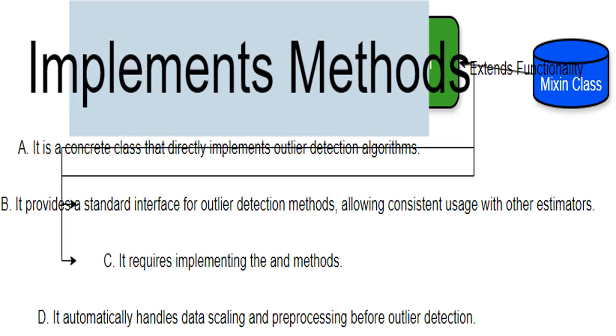This means OutlierMixin itself doesn't do the outlier detection work. Instead, it defines which methods, functions, other classes must provide to work with it. These methods, like fit for training, and predict for making predictions, are essential for any outlier detection algorithm. You're responsible for providing these in your algorithm.